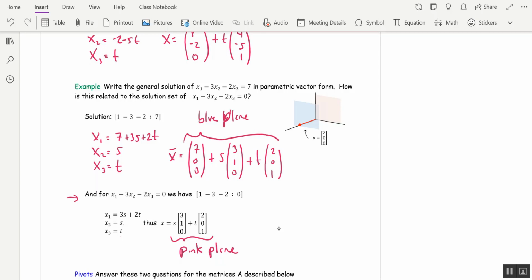And it's the pink plane translated by this vector. This would be what we were calling p, by this vector p, 7, 0, 0. Just took the pink plane and translated it over.